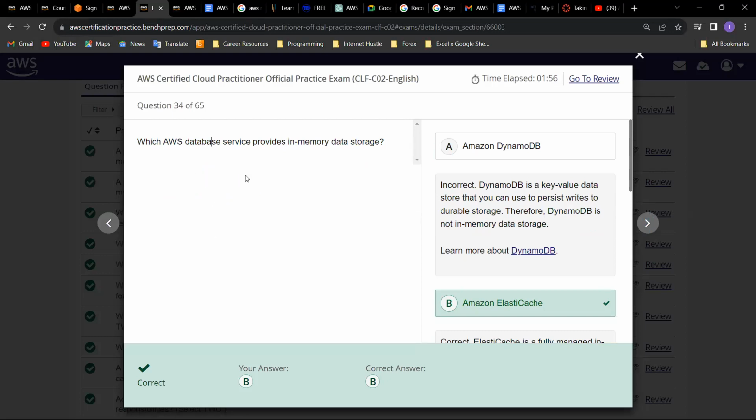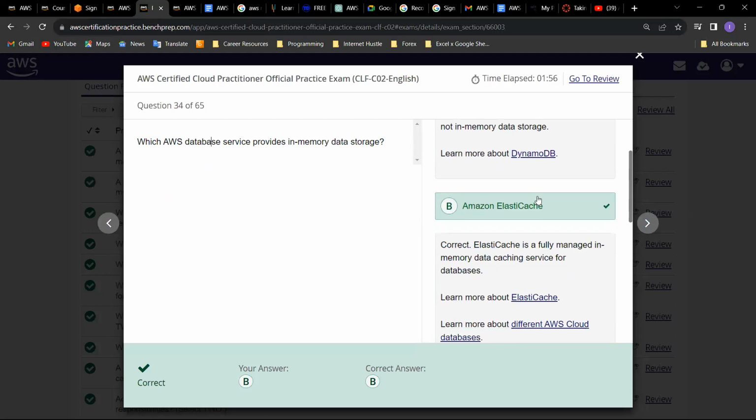Yeah, so which AWS database service provides in-memory data storage? And that's ElastiCache. ElastiCache, more or less, is a caching service for the database, right? So it saves information in memory, right? Data that is frequently accessed, you are able to access it. So that's what it is.